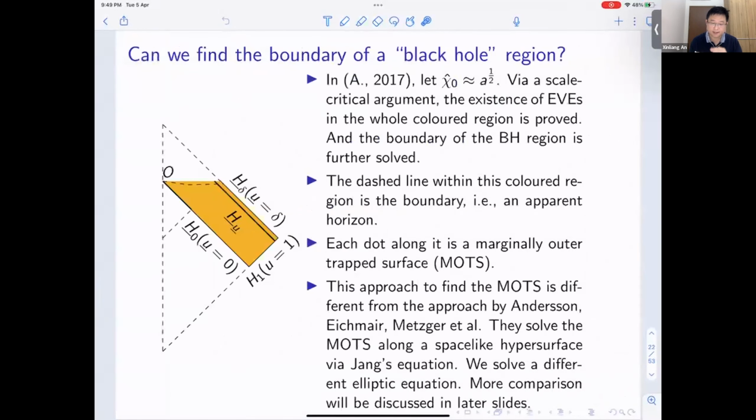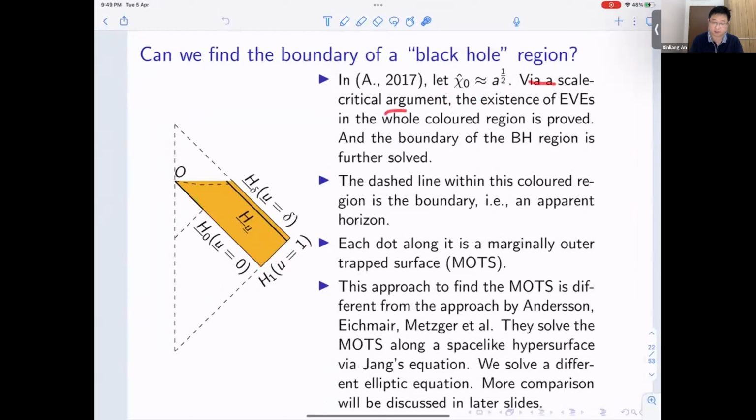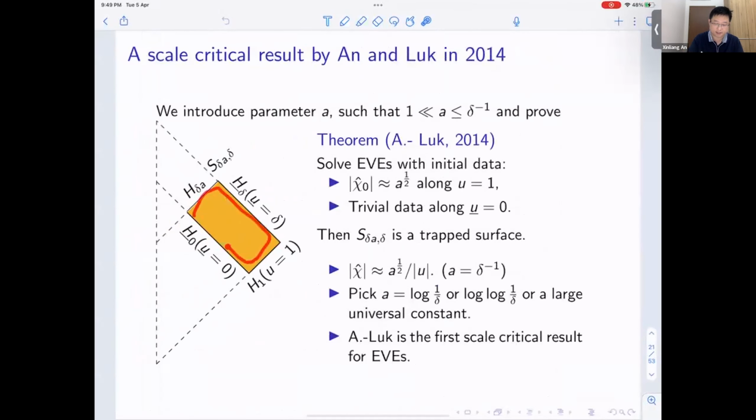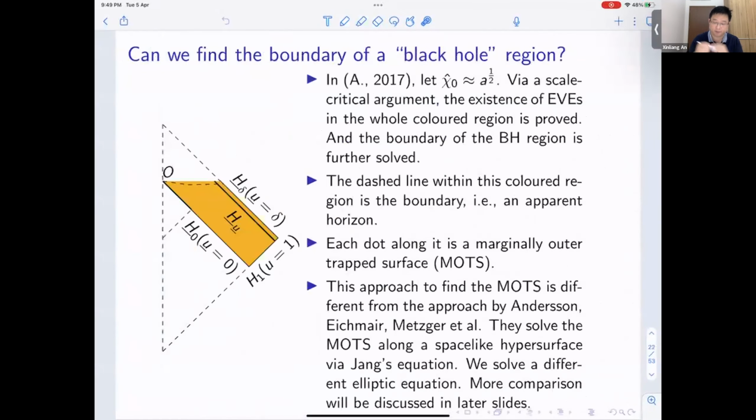Two or three years later, I realized this result can be used to do the following. What we proved with Luk is a scale critical result, so along the initial data, at each of the points, the initial data only depends on A and does not depend on delta. And via a scale critical argument, not only did we prove existence in this orange region, I can also further extend the existence to the whole colored region.